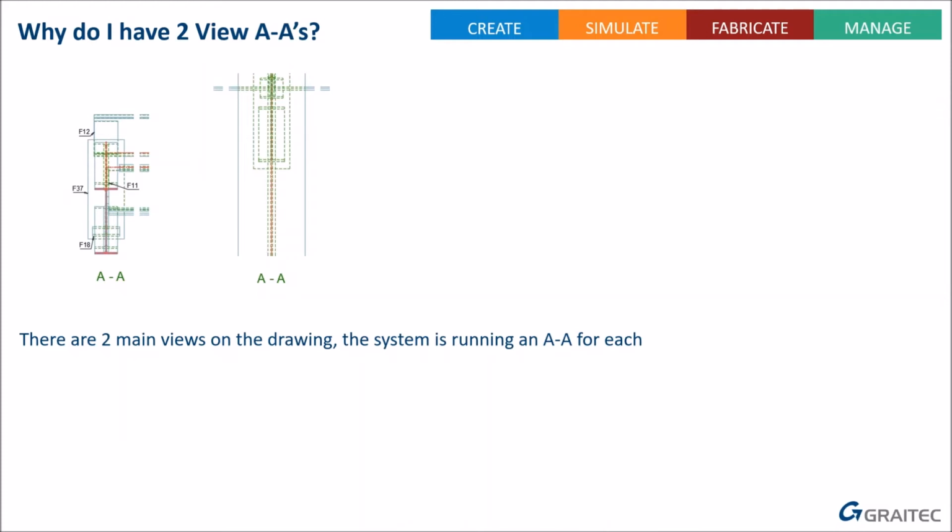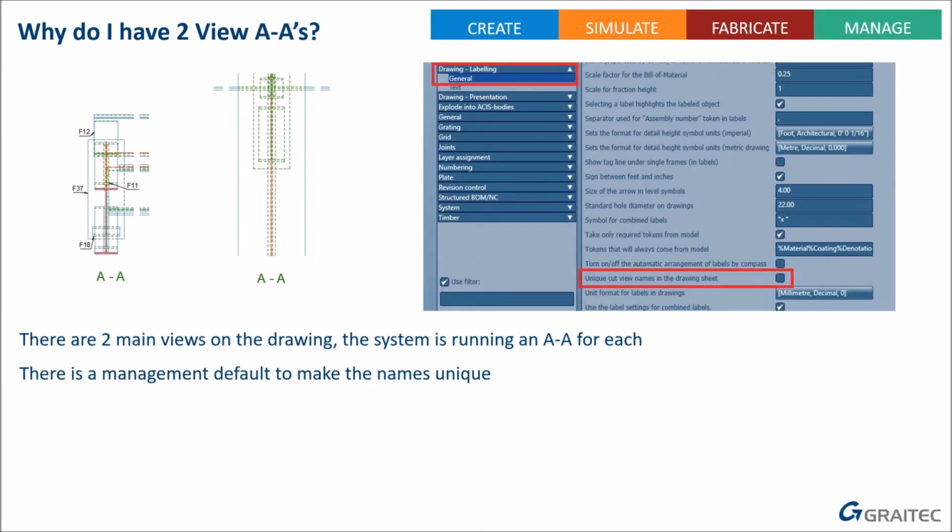What the system is set up out of the box to do is it's set up to say, we'll only run an AA for the first view and then run an AA for the second view. And there is a management tool to make those names unique. So they're unique per drawing. So in there it says unique cut view names within the drawing sheet. So that will say, even if you run an AA on one view, when you run a section on a separate view, that has to be BB.